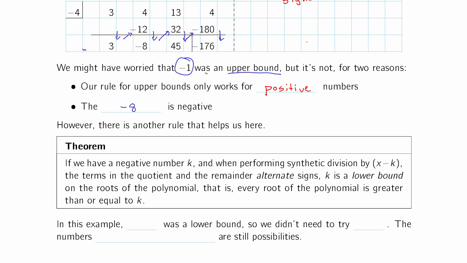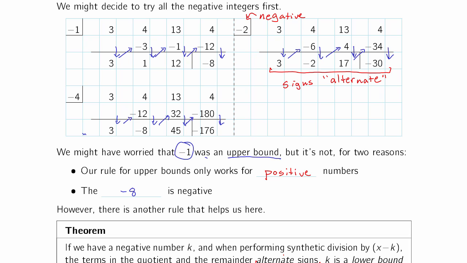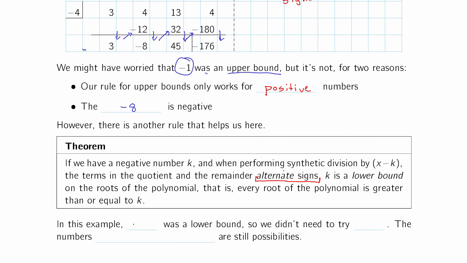If we have a negative number k, and when performing synthetic division, the terms of the quotient and the remainder alternate signs, then k is a lower bound. So every root of the polynomial is greater than or equal to k. In our example, we alternated signs when we had -2. So -2 is a lower bound. Every root is greater than or equal to -2. So we didn't need to try a -4.